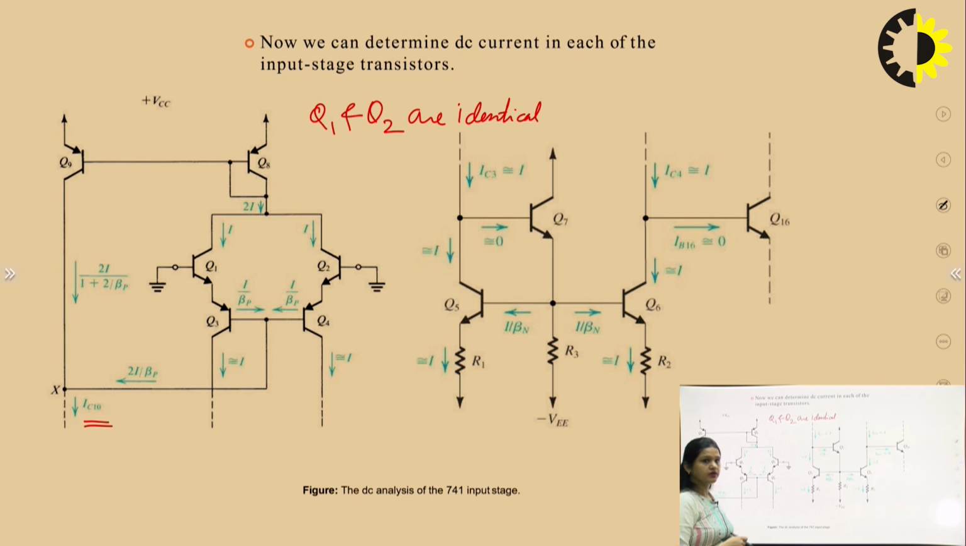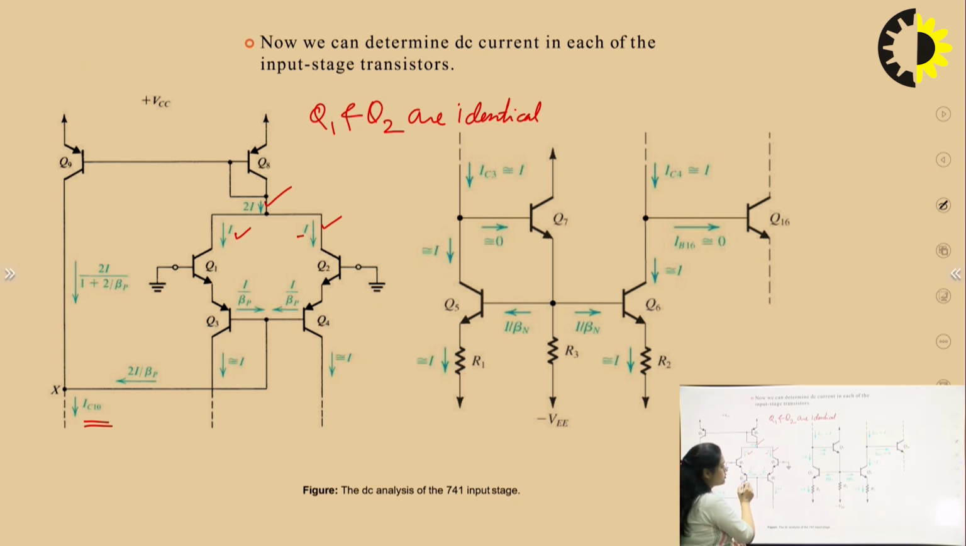If Q1 and Q2 are identical, that means the current in Q1 and Q2 is equal, and if I assume that the current in Q1 is capital I, then this current in Q2 will also equal capital I. So I can write this as 2 times I. So the output current of this current mirror is 2I.